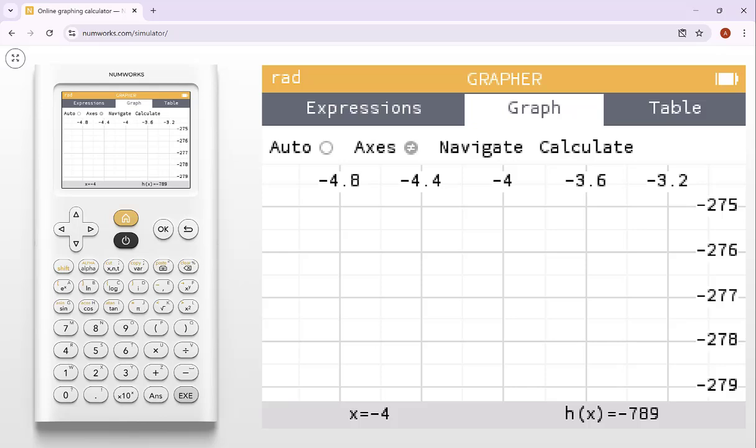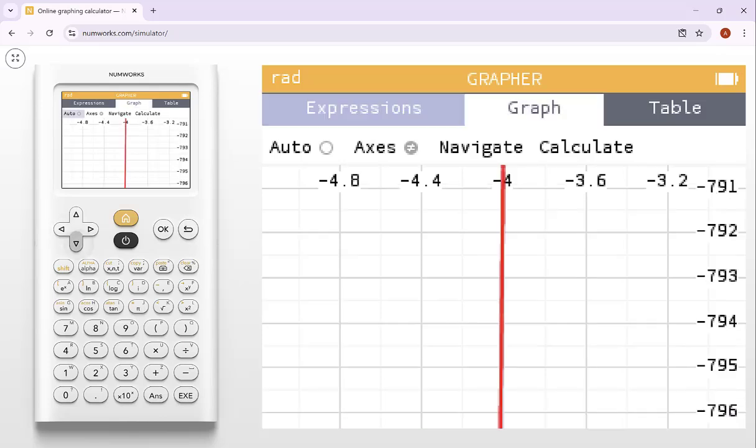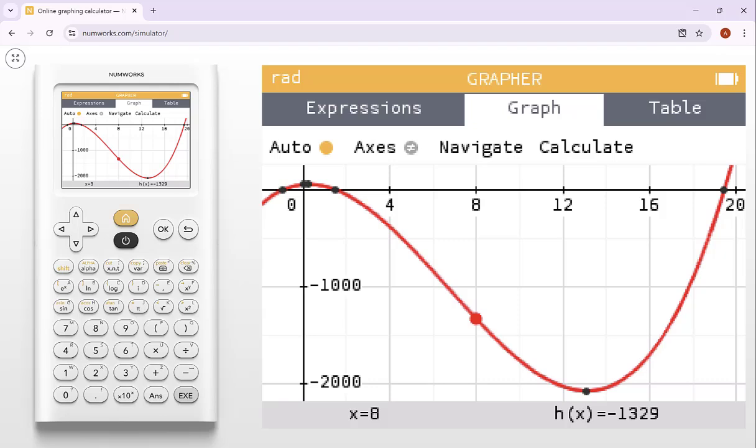Notice I don't see anything. Why don't I see anything? Because auto is turned off. So let's go turn auto on, hit the back button to get back up here. Auto, there's my whole graph. Notice it was a cubic. Hey, that looks like a cubic. Let's identify everything.